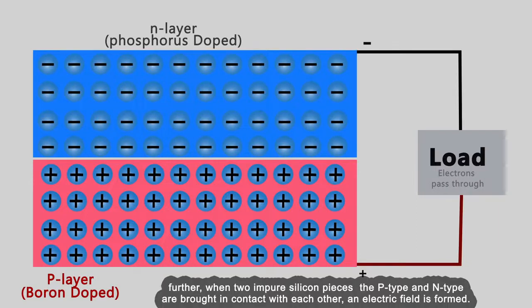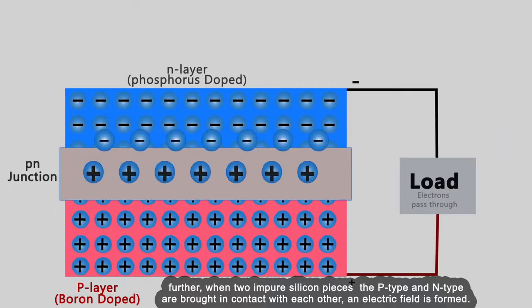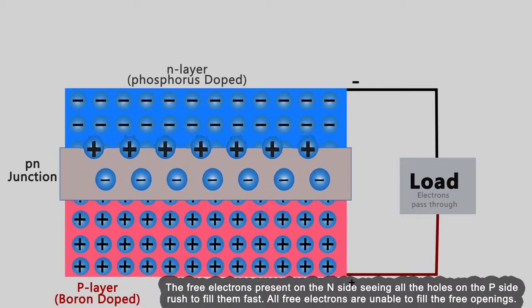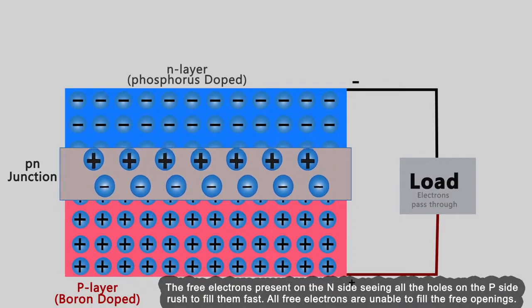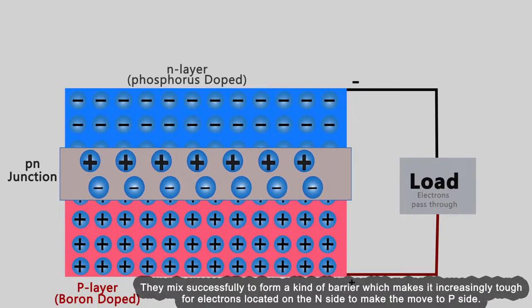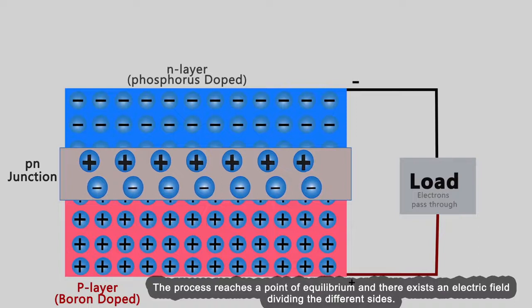Further, when two impure silicon pieces, the p-type and n-type, are brought in contact with each other, an electric field is formed. The free electrons present on the n side, seeing all the holes on the p side, rush to fill them fast. All free electrons are unable to fill the free openings. They mix to form a kind of barrier, which makes it increasingly tough for electrons located on the n side to make the move to the p side. The process reaches a point of equilibrium, and there exists an electric field dividing the different sides.